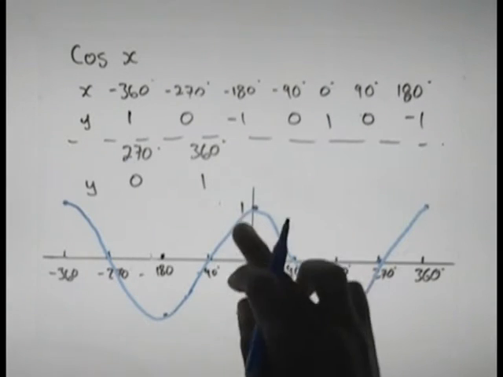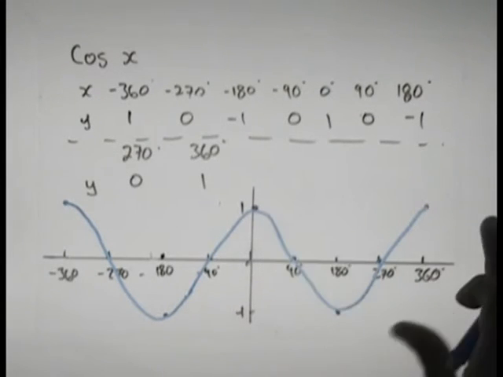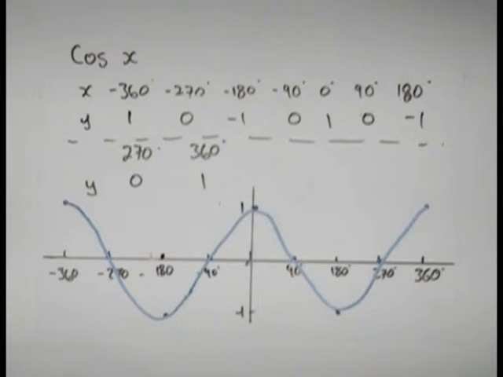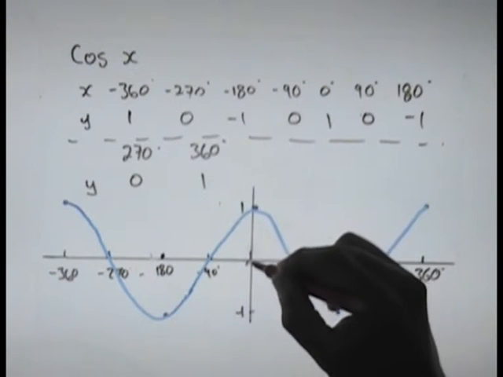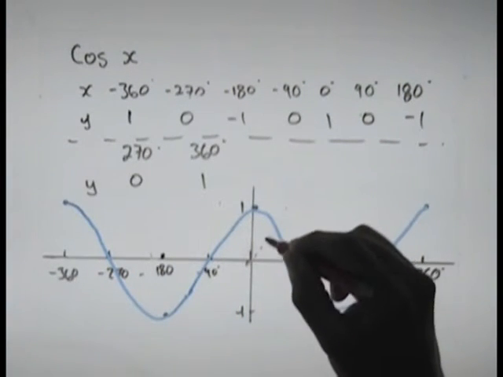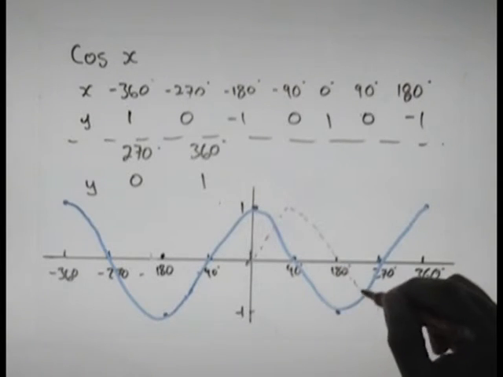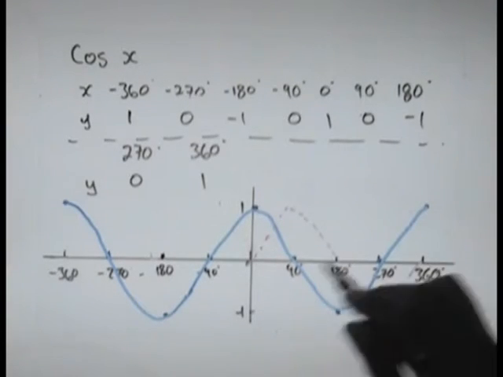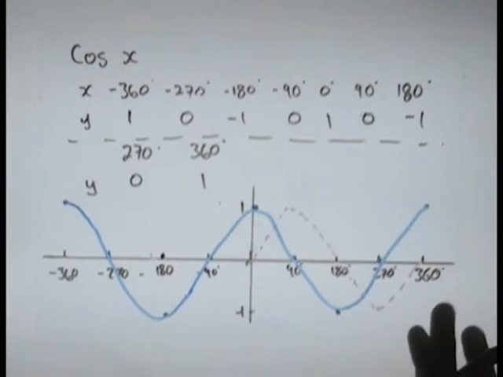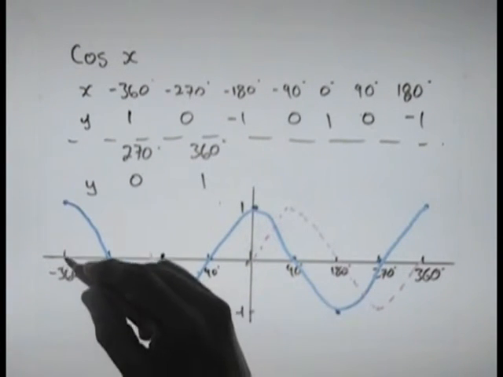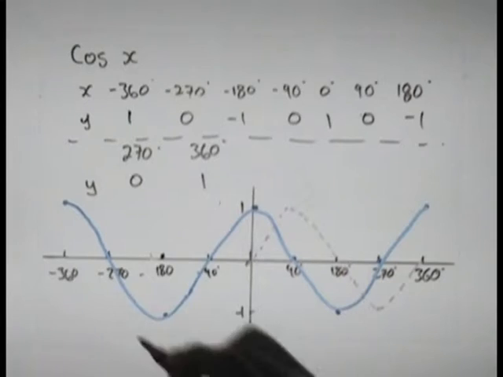Notice that its shape repeats itself every 360 degrees, the same as the sine graph. The sine graph repeated itself every 360 degrees. However, the sine graph was slightly different from the cos graph, in that the sine graph did that. So the sine graph had that shape, which repeated itself every 360 degrees.